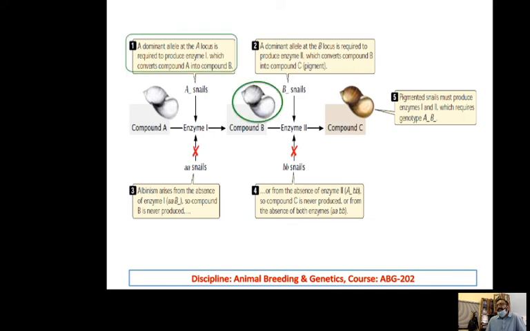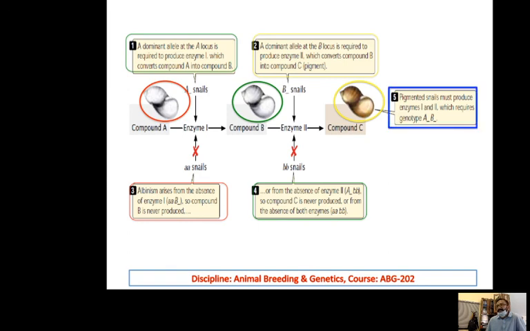You can see this example. Again, compound A is converted into compound B, and then compound B is converted into compound C by using enzyme 1 and enzyme 2 respectively. If both of these are completed, then we will get the colored individual. Otherwise, it will be non-pigmented, or albino. That's the example from the snail.